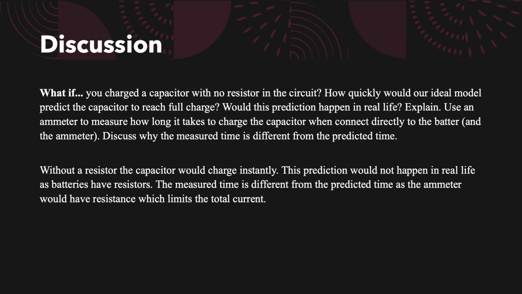For this question, without a resistor, the capacitor would charge instantly, and this prediction would not happen in real life as batteries have resistance. The measured time is different from the predicted time as the ammeter would have resistance, which limits the total current.